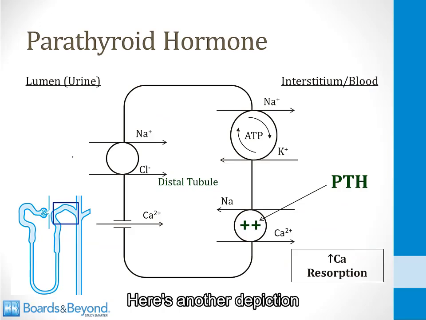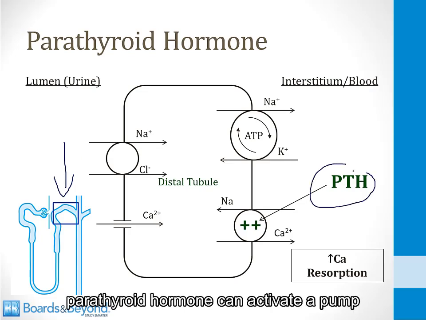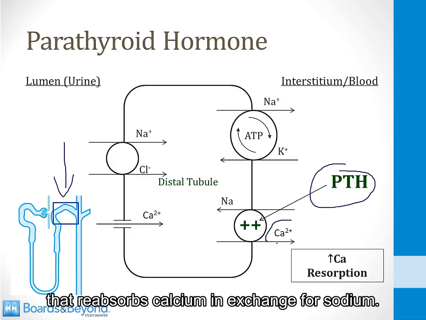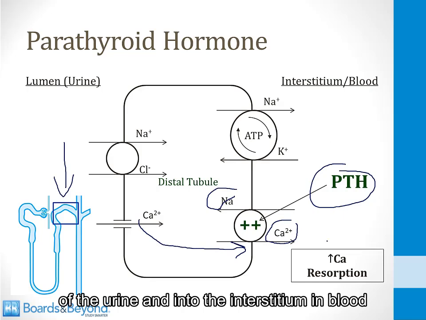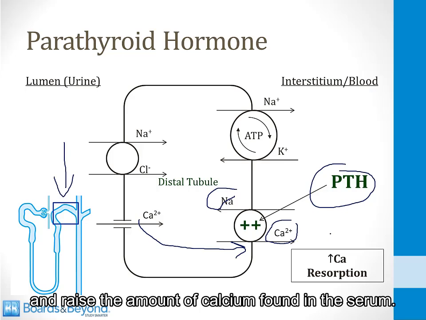Here's another depiction of parathyroid hormone effects on the kidney, this time showing the effects on the distal convoluted tubule. Parathyroid hormone can activate a pump that reabsorbs calcium in exchange for sodium. This will pull more calcium out of the urine and into the interstitium in blood and raise the amount of calcium found in the serum.